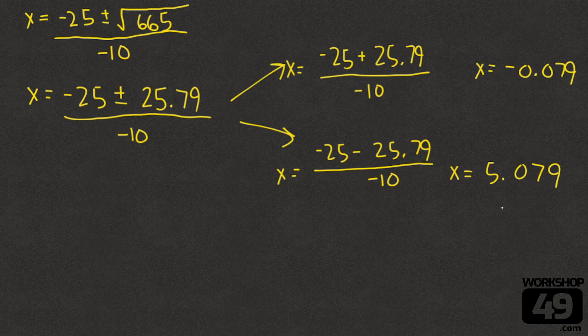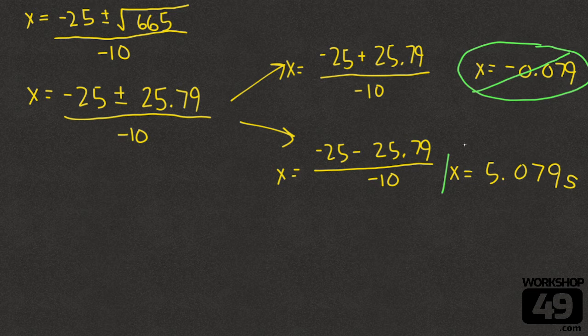5.079. When you look at these answers, one of them is wonky. That is because this negative is impossible. The ball cannot land backwards in time. Cool as that may be, we are going to discard that answer and accept, I'll put a little s here for seconds, that our ball lands at 5.079 seconds. Yep, see? Pretty cool. We were able to figure out when our ball lands.